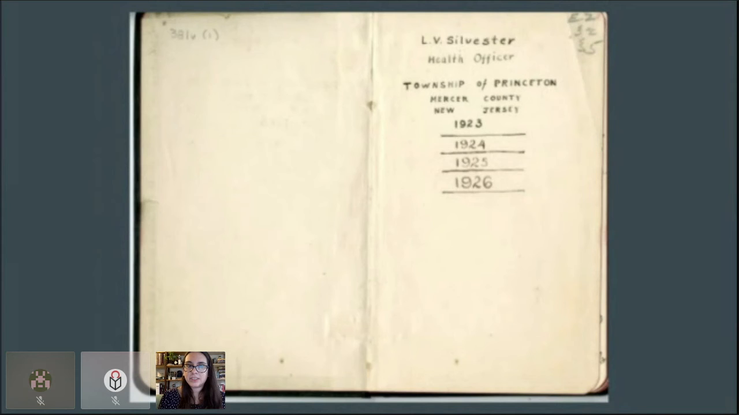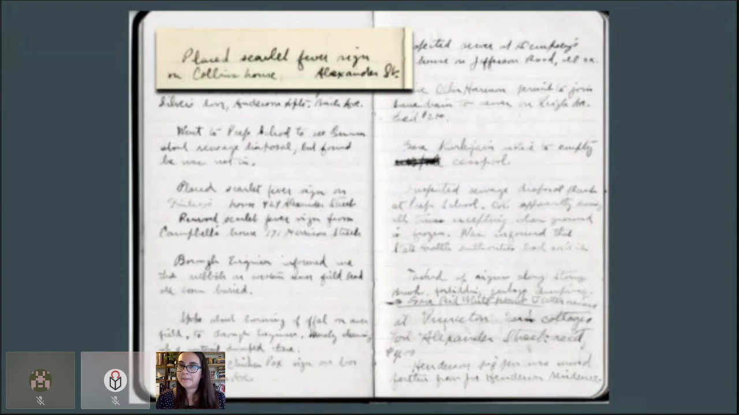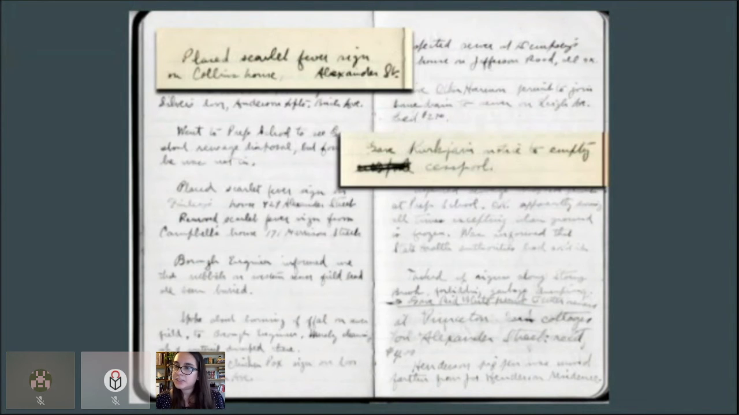And these just kind of show that public health in Princeton continued to be a topic of concern and advancement in town post the flu pandemic, post the development of the hospital, and that something that continued to be a factor. Some of the entries that are included on this page here include this one: place scarlet fever sign on Collins House on Alexander Street. There are a lot of mentions about scarlet fever on here. And this one about telling someone to empty a cesspool.